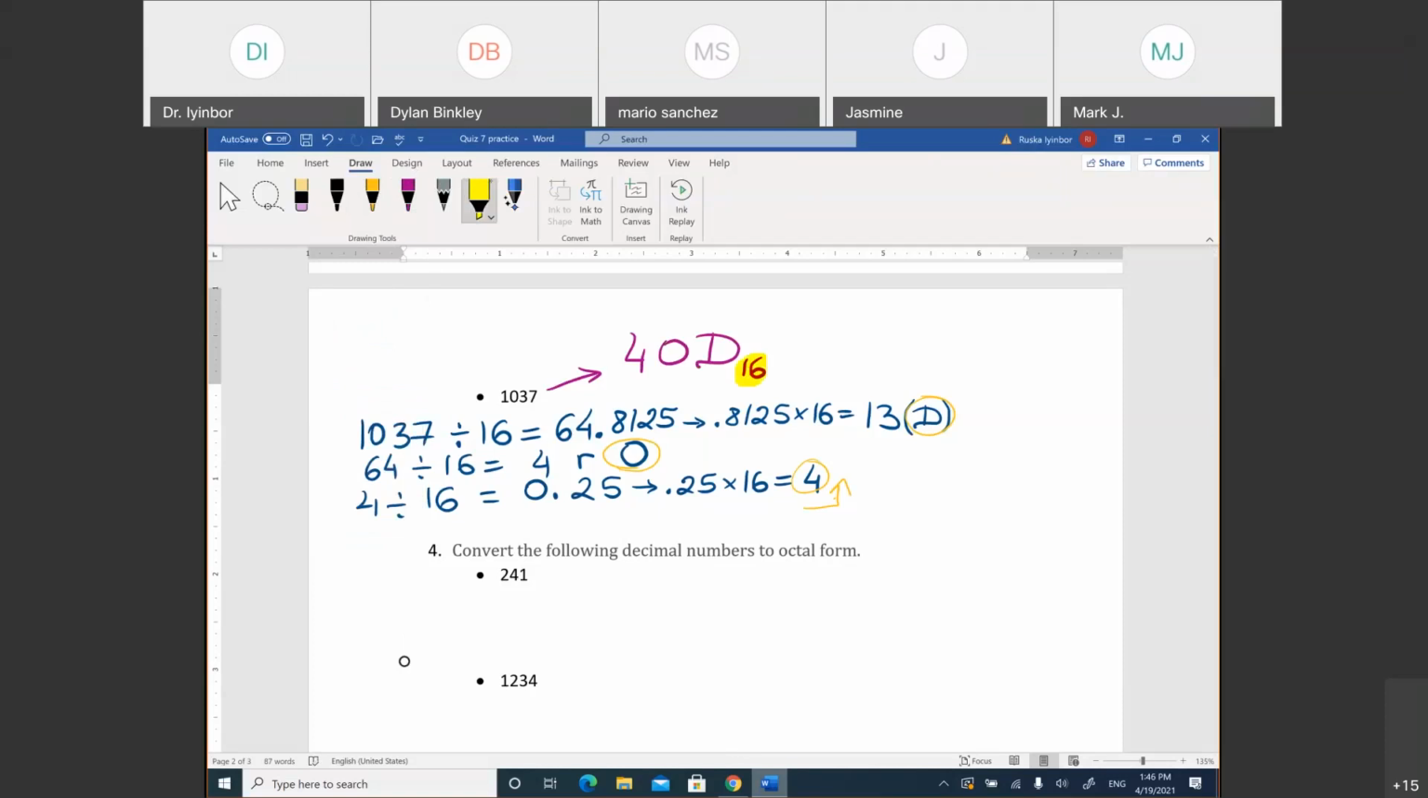Okay? Everybody understanding this? Any questions? So decimal to hexa, decimal to binary, decimal to octal. That's what you have next. Decimal to octal. You always divide by that base. Okay? Everybody good so far?